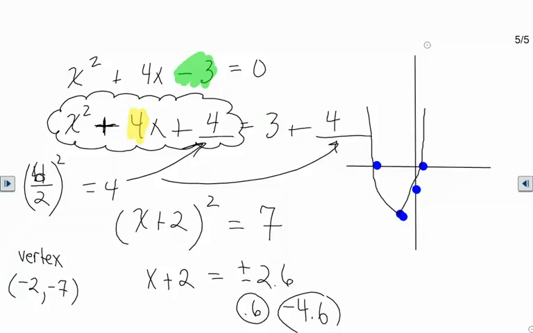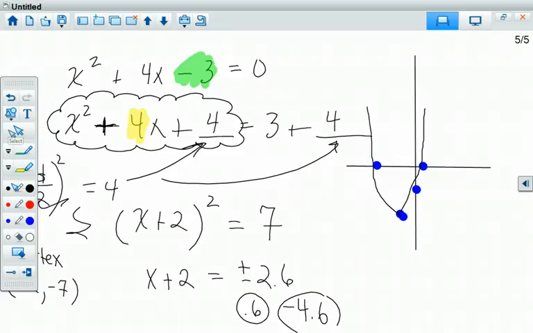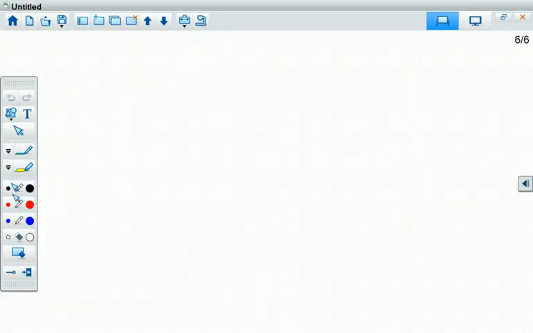Let's do another one. I'm going to do one more easy one for you. X squared minus 8x minus 4 is equal to 0.